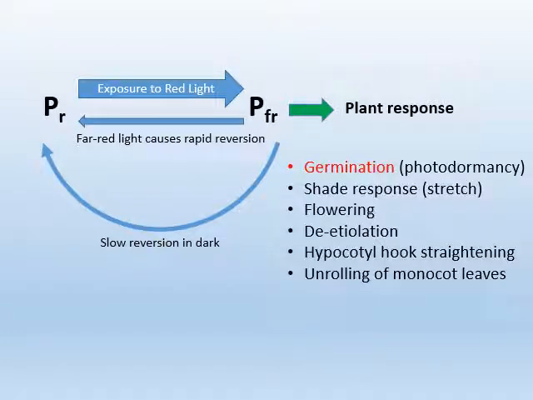So what are the list of things that happen from phytochrome? This is why we're talking about this, because it's fairly extensive. Germination being a very big one, right? So something called photodormancy. Stretch, we've talked a lot about this term. Flowering, you've talked a lot about in Plant Science 1. De-etiolation is another one, and hypocotyl hook straightening, and then of course unrolling of leaves. These last three are maybe less obvious, although I'm sure you've seen de-etiolation happen yourself.